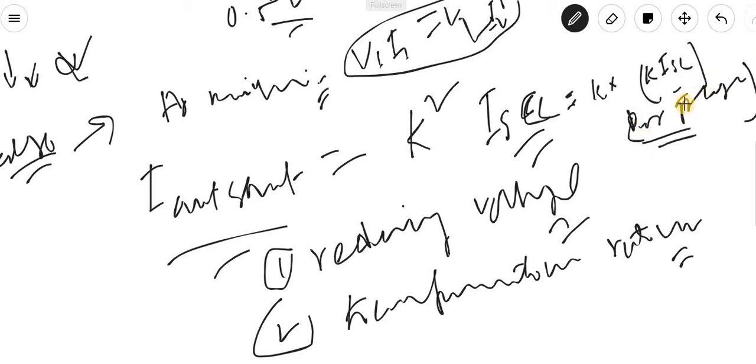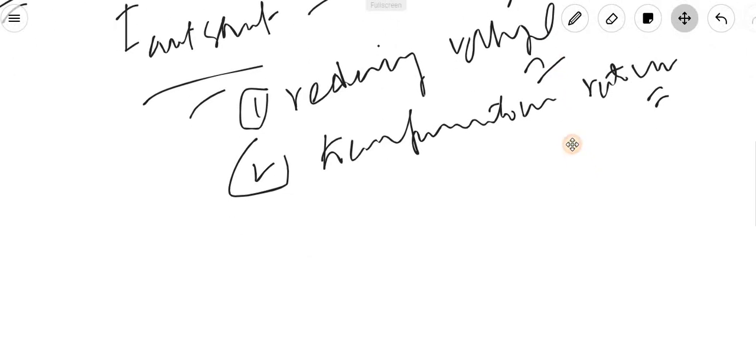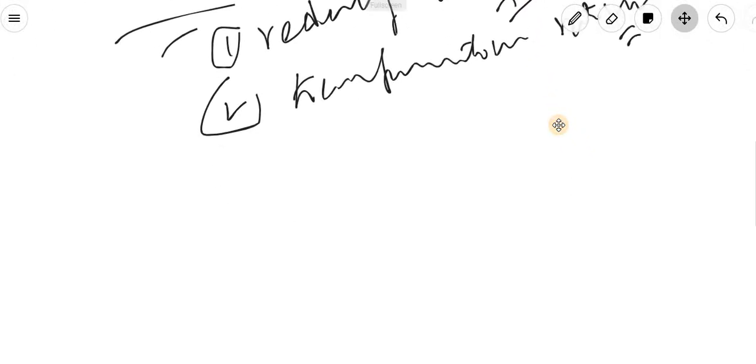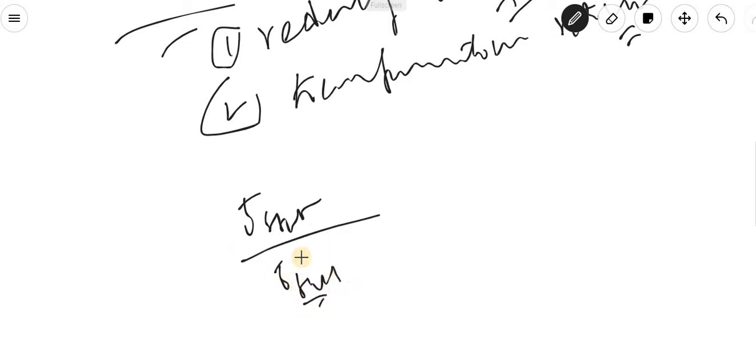Okay, per phase winding. Now if you see the torque equation, what can we see? The torque equation is for starting torque and, suppose, full load torque. And we know that torque is proportional to voltage square. Okay, torque is proportional to what? Voltage square.